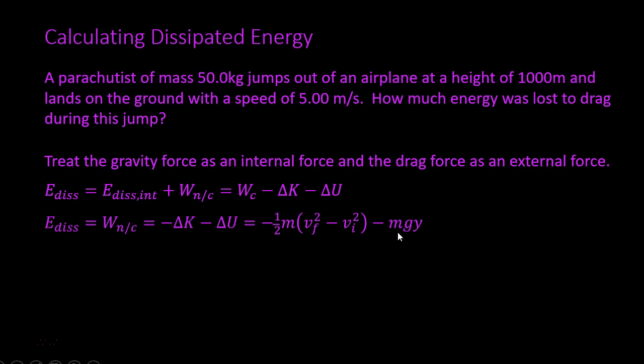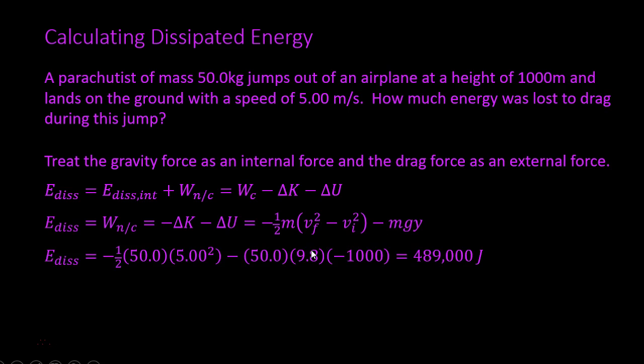Here's our specific equation to calculate that. And when we go ahead and plug in our numbers for mass, final and initial velocity, gravitational field strength, and height, we find that the energy dissipated by the drag force was 489,000 joules.